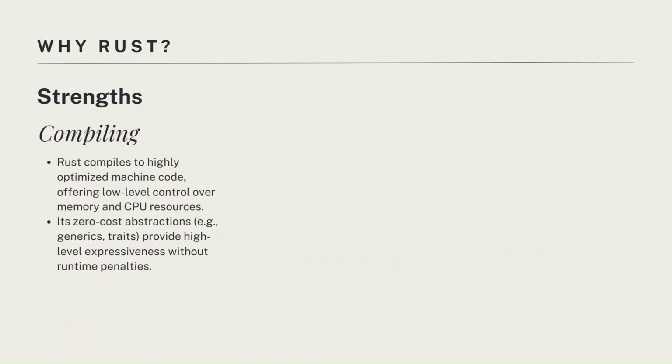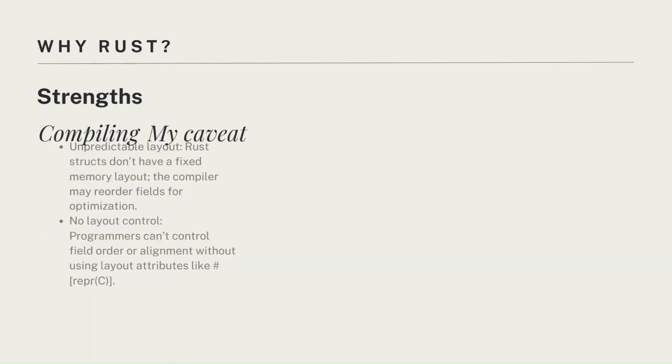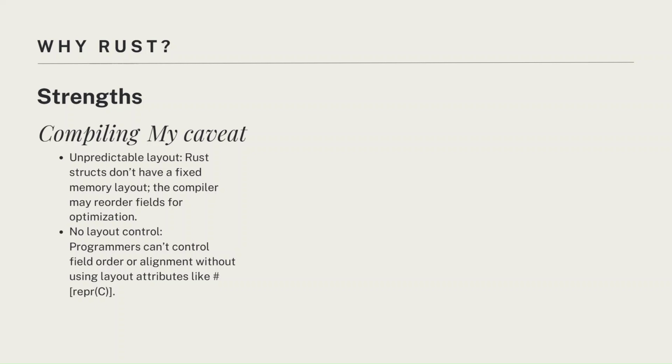Next, compiling. Rust compiles to highly optimized machine code. It is a good reason to use Rust. They can abstract things without taking too much away from it, unlike other programming languages. However, I have my own caveat here, which is that it's an unpredictable layout, meaning you don't quite know what you're declaring if you're declaring a struct. And then you have to import different things if you want to be explicit about that.